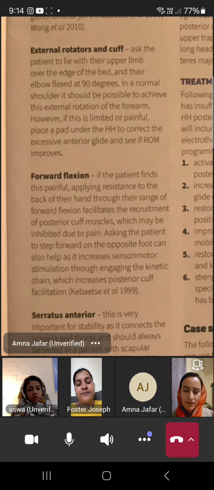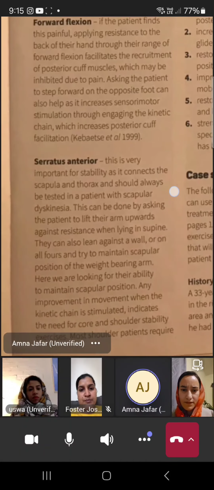Okay. So serratus anterior. This is very important for stability as it connects the scapula and thorax, and should always be tested in a patient with scapular dyskinesia. This can be done by asking the patient to lift their arm upwards against resistance when lying supine. I'll be discussing this while I'm discussing the exercises, so just wait for 2-3 minutes.